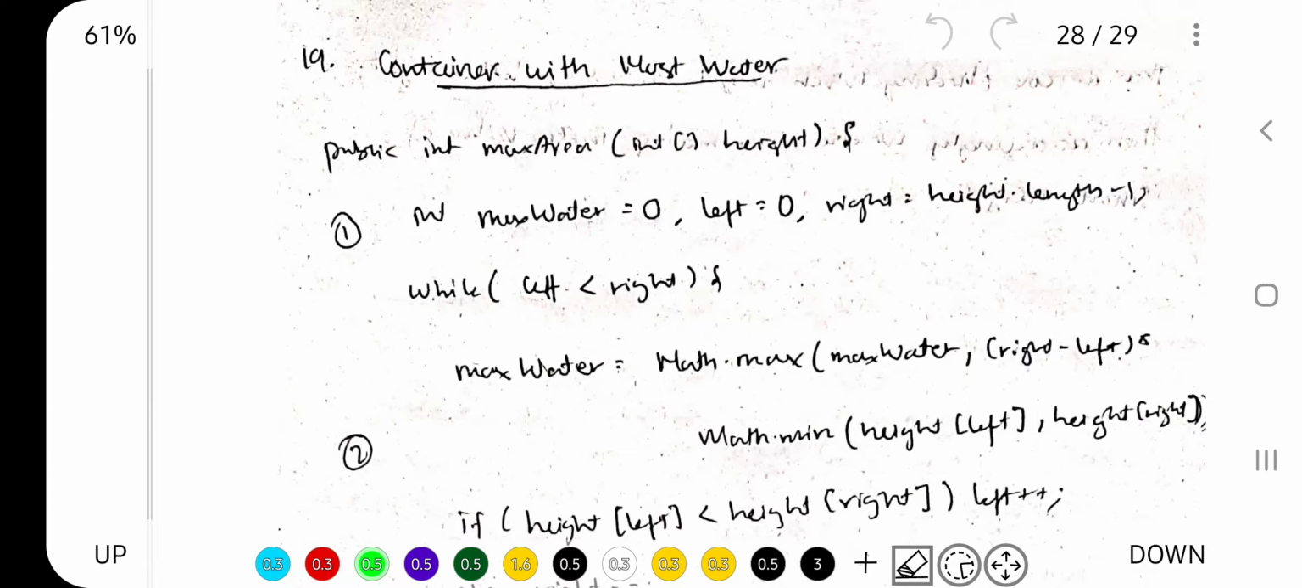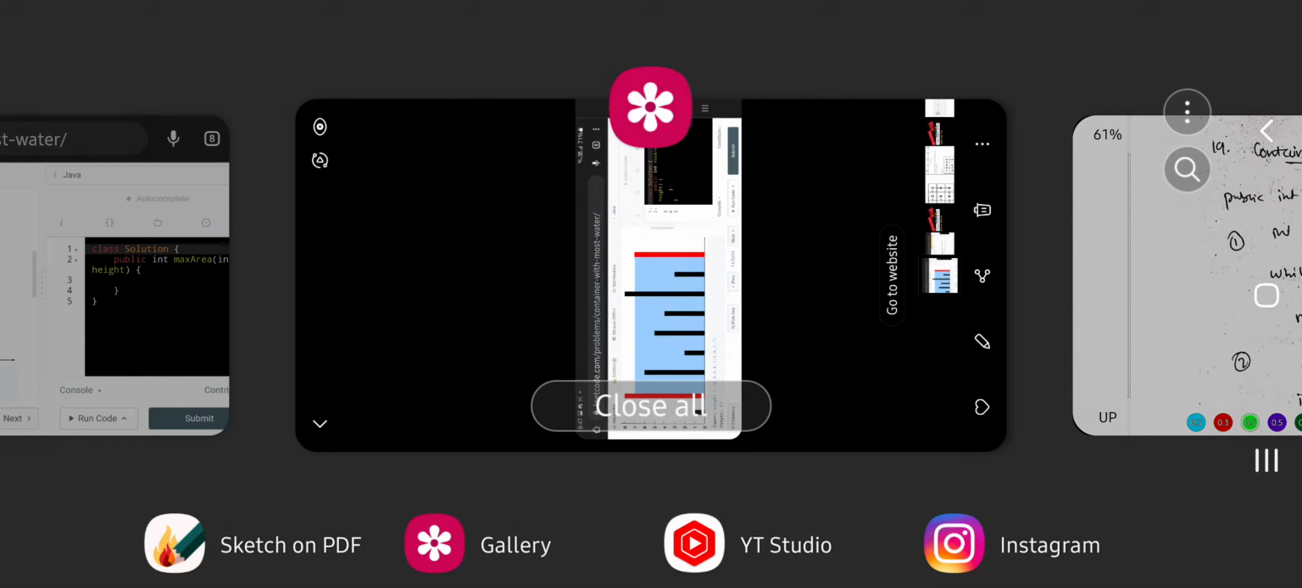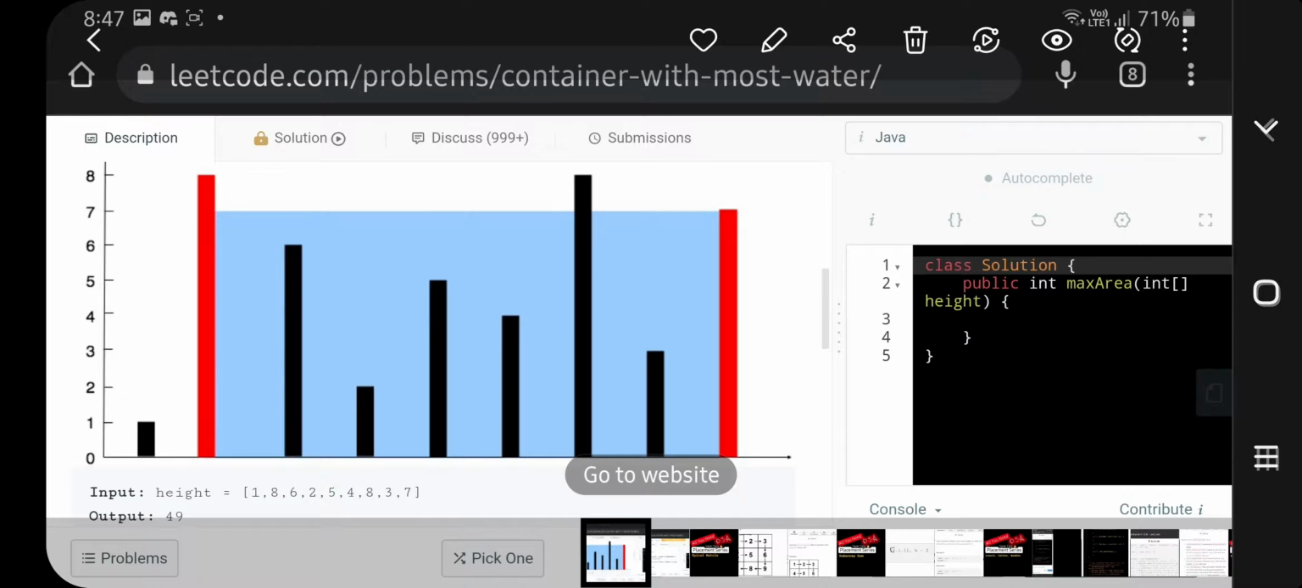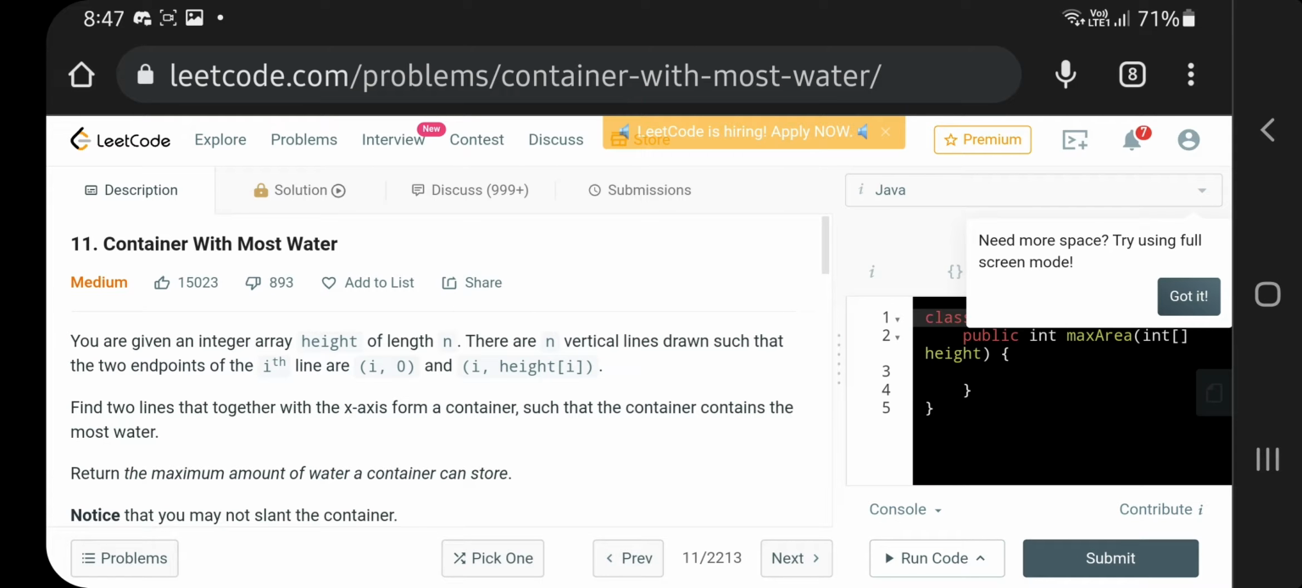Hello everyone, today in this video we'll be solving the question Container With Most Water under the topic arrays. So what does this question say? Let's go through the question to understand it in a better way. This is the question, Container With Most Water.